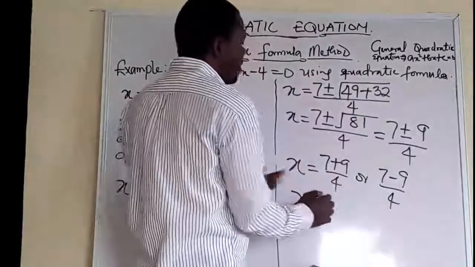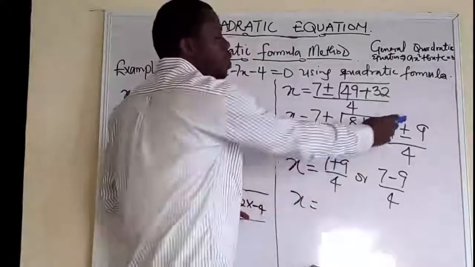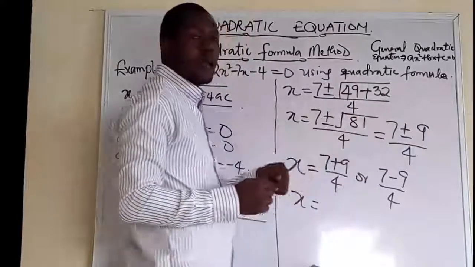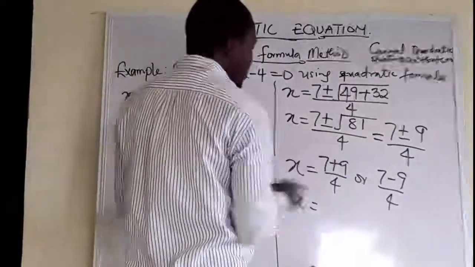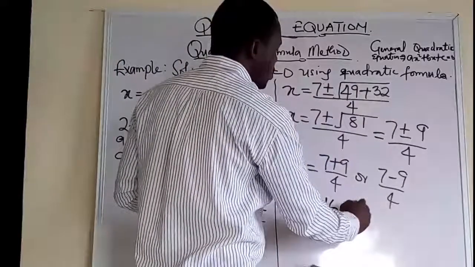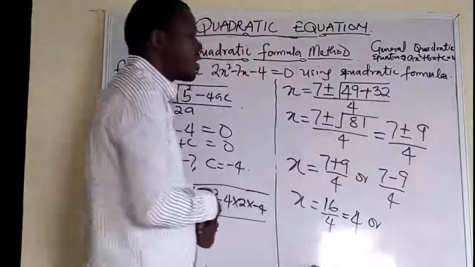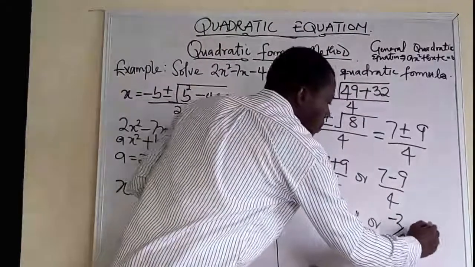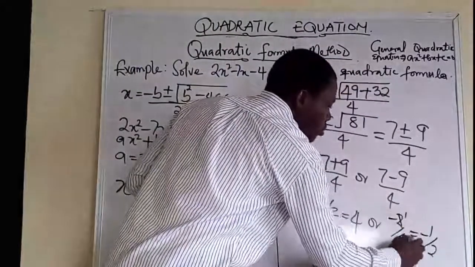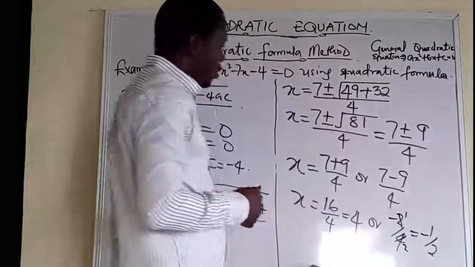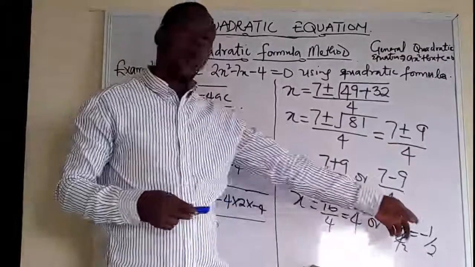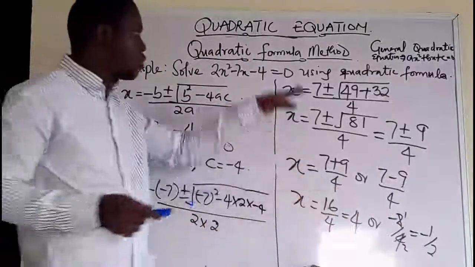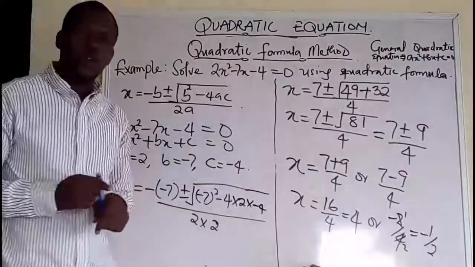Why we are taking 2 values like this, why we are splitting, is because we have plus or minus. So we first take 7 plus 9, or 7 minus 9. That's why we have plus or minus there. 7 plus 9 here is 16. 16 divided by 4 is equal to 4, or 7 minus 9, that is minus 2. Minus 2 over 4 is equal to minus 1 over 2, because 2 divided by 2 is 1, and 4 divided by 2 is 2. So our answer to this particular question will be 4 or minus 1 over 2, that's minus half. Those are the solutions. The 2 values are the solutions to this particular quadratic equation.